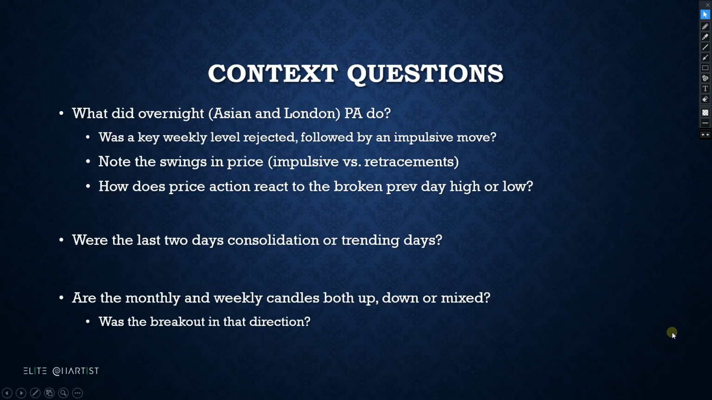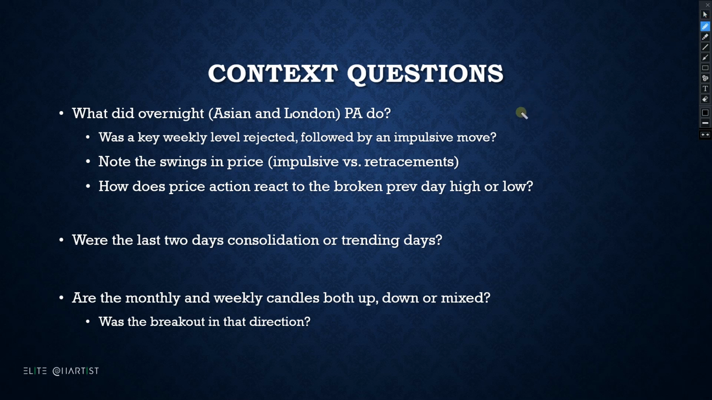So what are some of the questions that we need to ask ourselves, just like we asked ourselves with the inside day? One of the key things when you're showing up at 7:45 a.m. Eastern time is you want to see what the overnight sessions did. What did price action do over the Asian and the London sessions? Was a key weekly level rejected and then you saw an impulsive move during those hours? What do I mean by that?